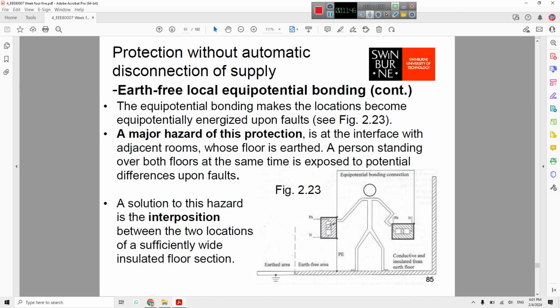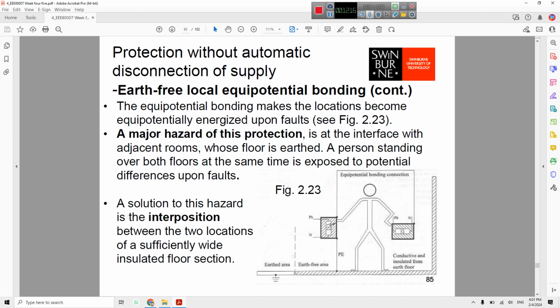So here you can see an earth-free area which is protected using PVC or anything to, what we call it, remove the earth, meaning removing the zero potential. And beside that one you can see an earth area, so that earth area is a danger for that one.